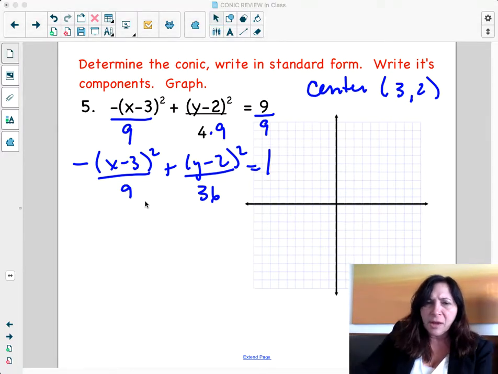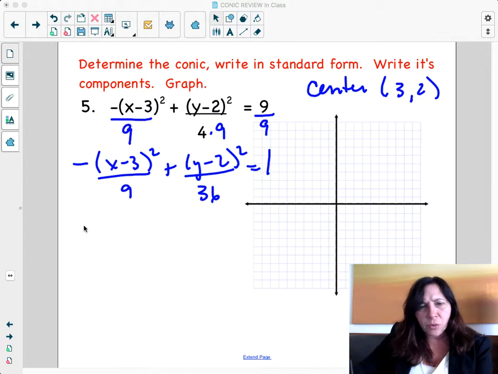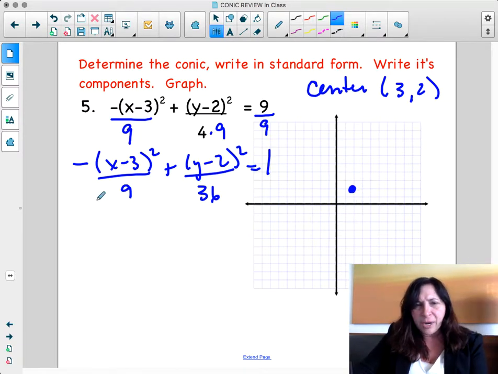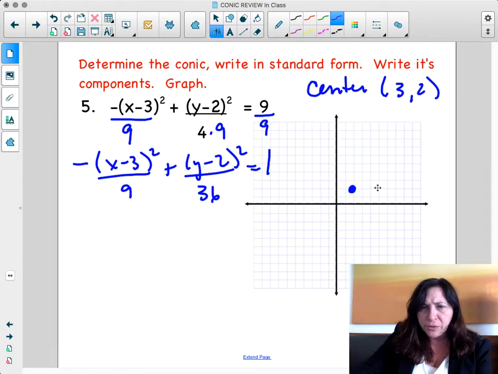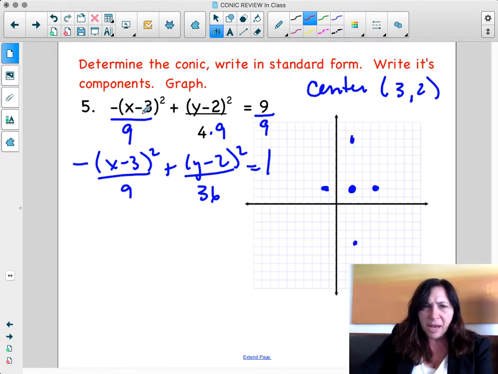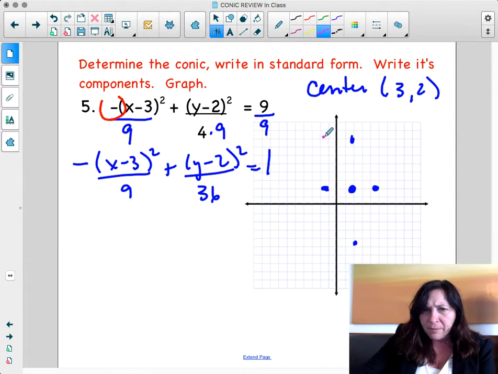So the next thing that we need to do is, well, let's start graphing. So we're going to go over 3 and up 2. So 1, 2, 3, up 2. So there's my center. In the x direction, I'm going to go over 1, 2, 3 and to the left 3. In the y direction, I'm going to go up 6 and down 6. Because this is a hyperbola, and I know that because of the negative sign here, I'm actually going to make a box around my points like this.